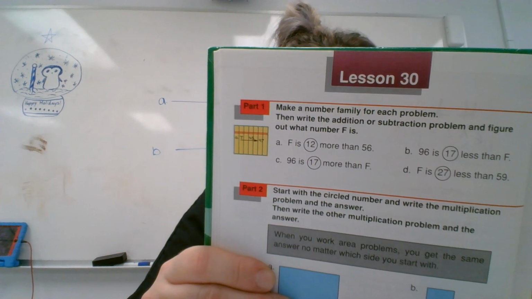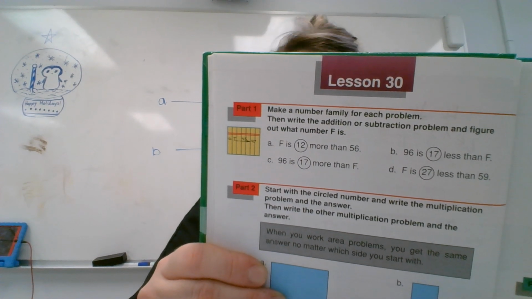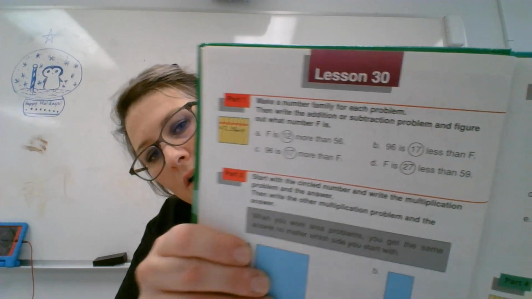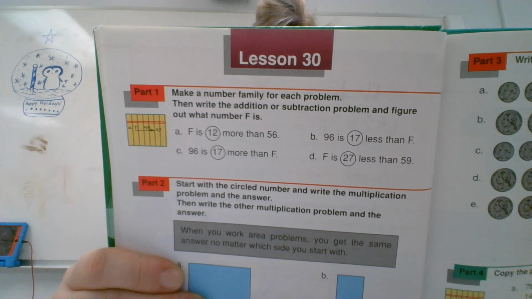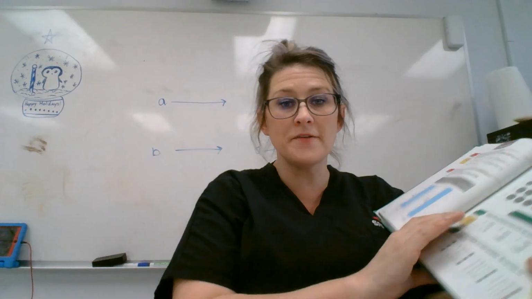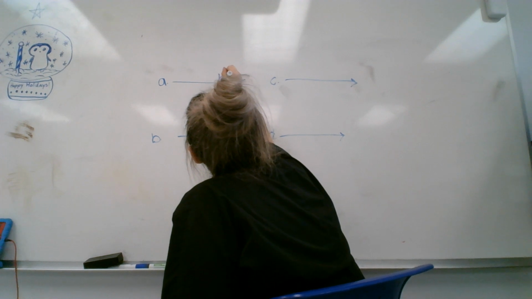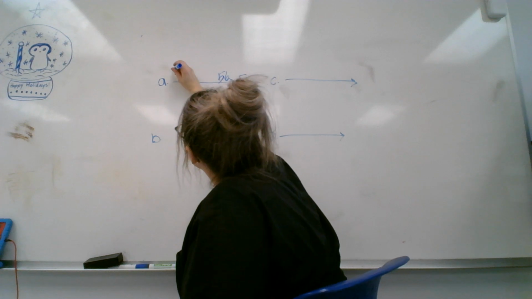Problem A. F is 12 more than 56. Remember, you read it again without the circled number. So you say, F is more than 56. So you're going to make a number family for problem A. If F is more than 56, F goes at the end of my line. Just a little closer. 56. And then my difference number was 12.